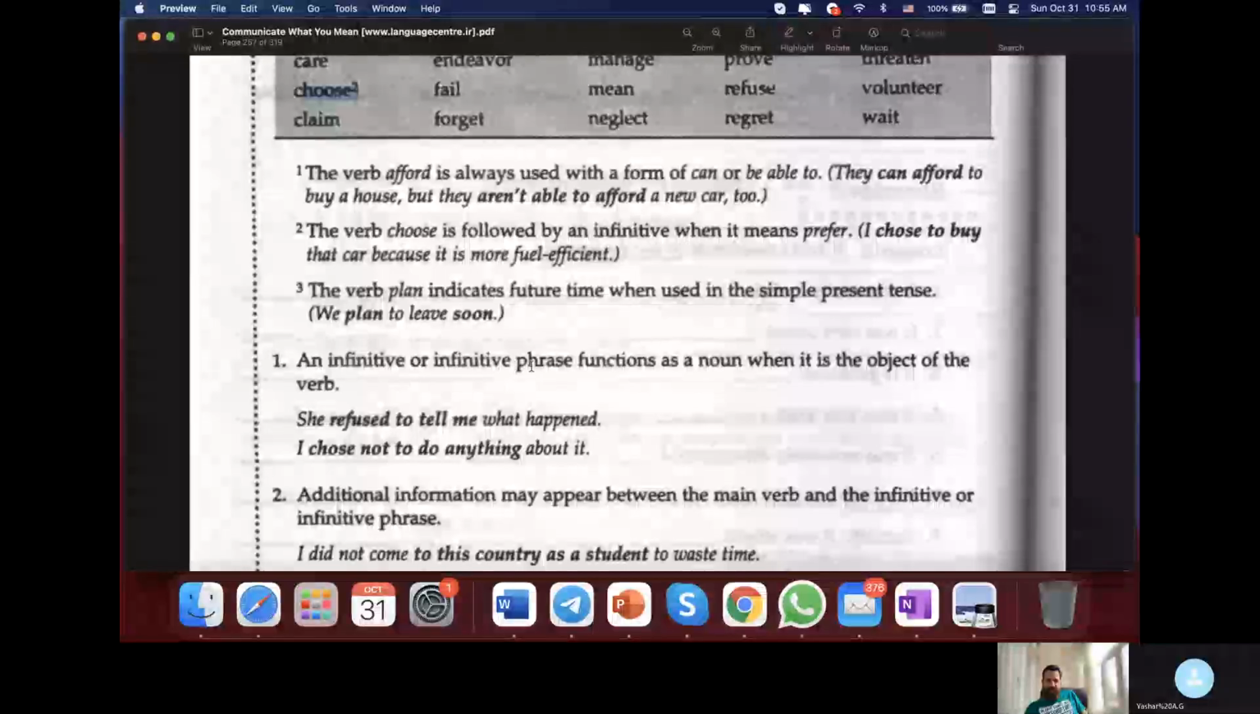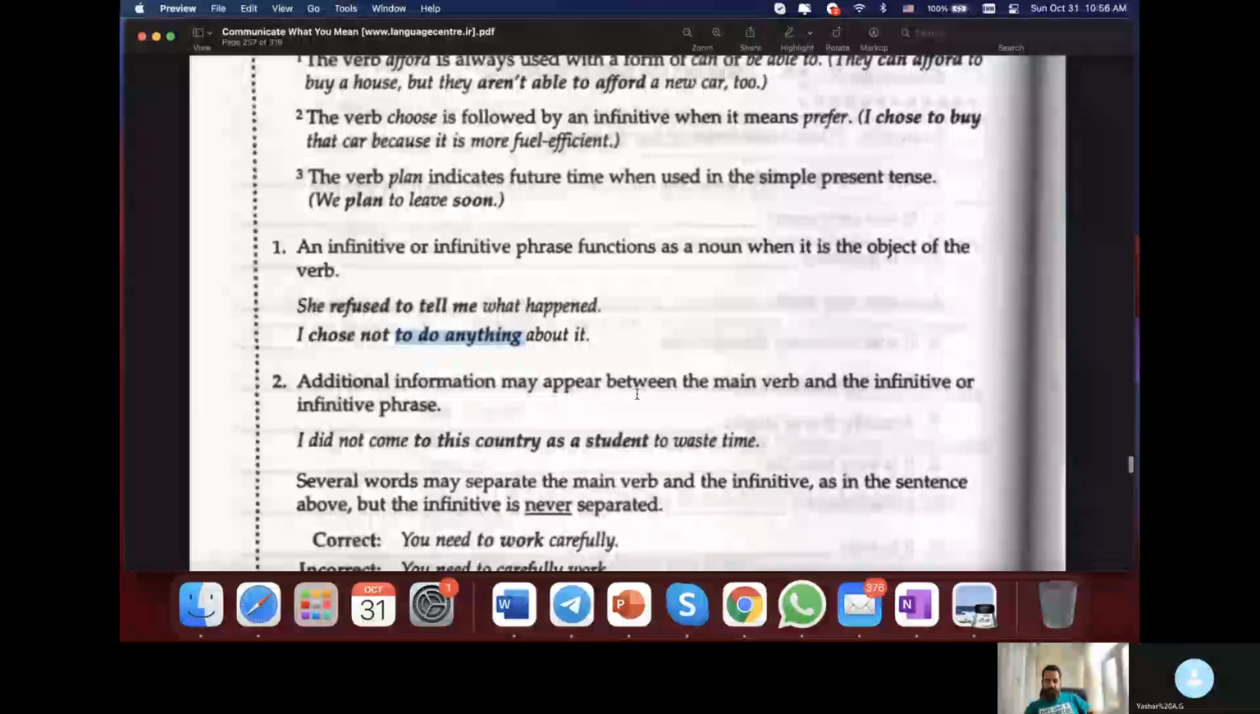An infinitive or infinitive phrase functions as a noun when it is the object of the verb. I told you. She refused to tell. I chose not to do anything. It is the object.